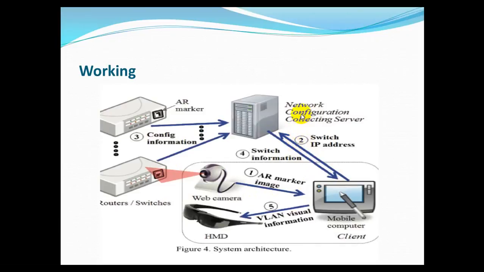This network configuration collecting server periodically collects the network configuration information at layer 2 and layer 3, the IP layer levels, using SNMP protocols. After requesting the server, the server replies with the configuration information in an XML format to the system, and then the system presents the acquired information to the administrator through a head-mounted display.